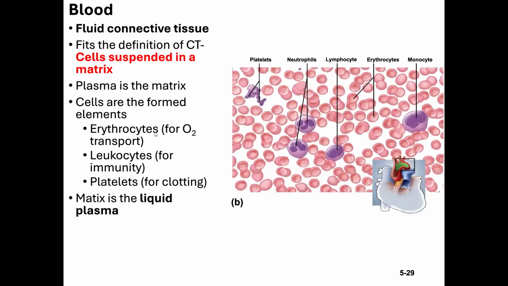And here in the lab, you're going to see these white blood cells. This is a neutrophil. You can see it's multilobulated. Lymphocyte. Here you can see the erythrocyte, which is a biconcave structure. This is a monocyte. These are the different types of blood cells.